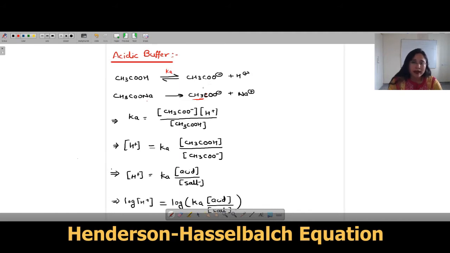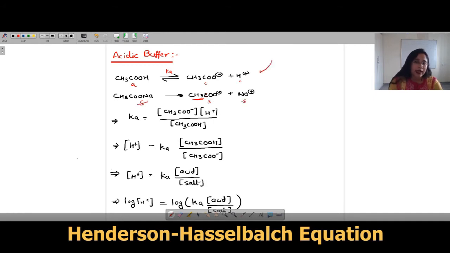Let's say we have taken a mole of acetic acid; it will give some C concentration of acetate ion and C concentration of H plus ion. Let's say we have also taken sodium acetate. Because it's a strong electrolyte, 100% we will get acetate ion and sodium ion.